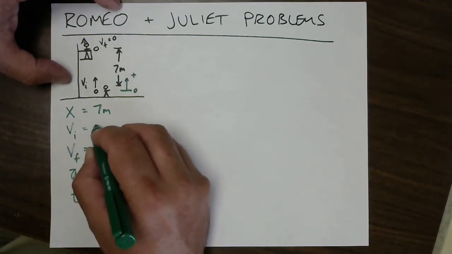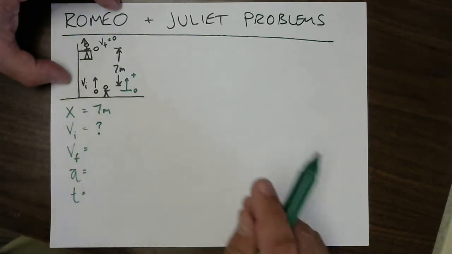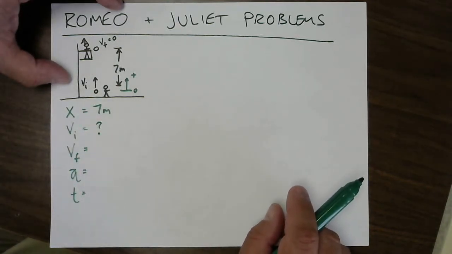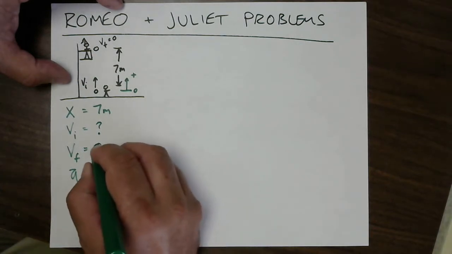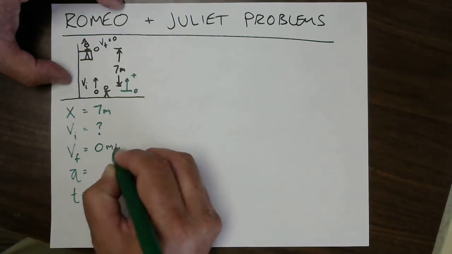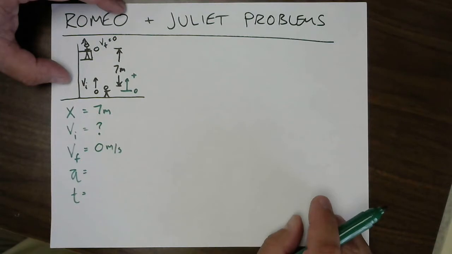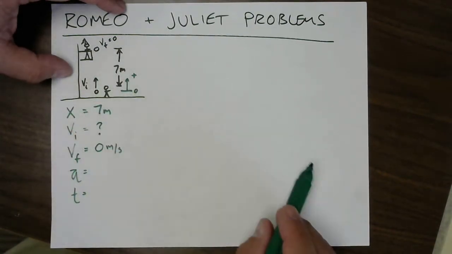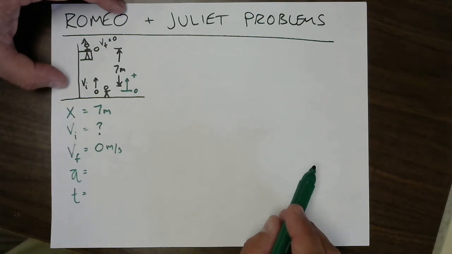The starting velocity is not known to us. Romeo's going to have to throw it with some starting velocity, but I don't know what it's going to be. But the final velocity is 0 meters per second, because up here at the top, we want the rock to stop.